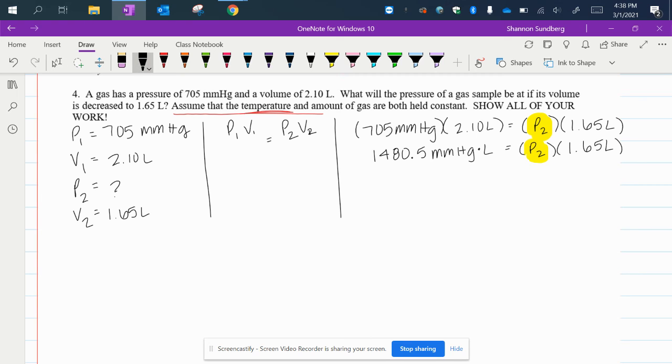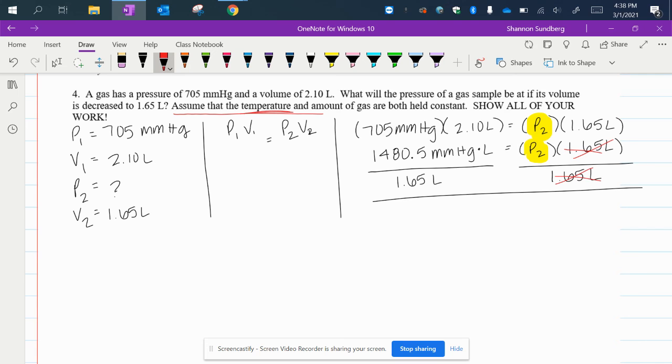At this point, I just want to get P2 by itself, so I have to divide each side by 1.65 liters. When you divide something by itself, it cancels. And you're going to notice on the left side there that liters are going to cancel, and you're going to be left with millimeters of mercury.